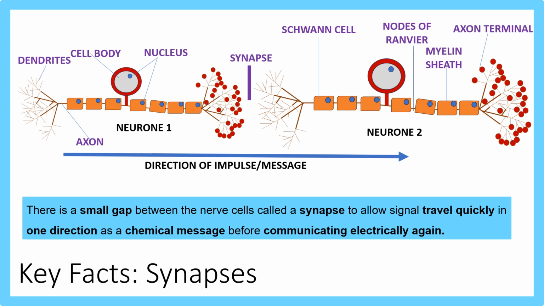So, as you can see, we have two neurons. We've got neuron 1 and neuron 2. And you can see there's a small gap between them. The gap between them is known as the synapse. So the synapse is the gap between one neuron and another. And the reason why there is a small gap there is to allow signals to travel quickly in one direction.